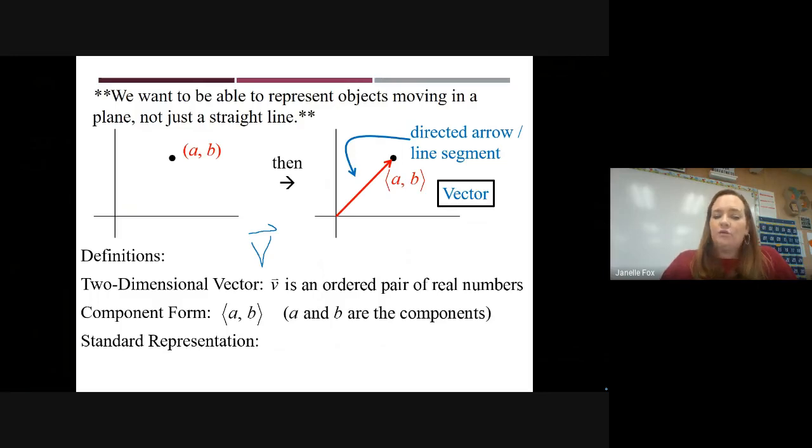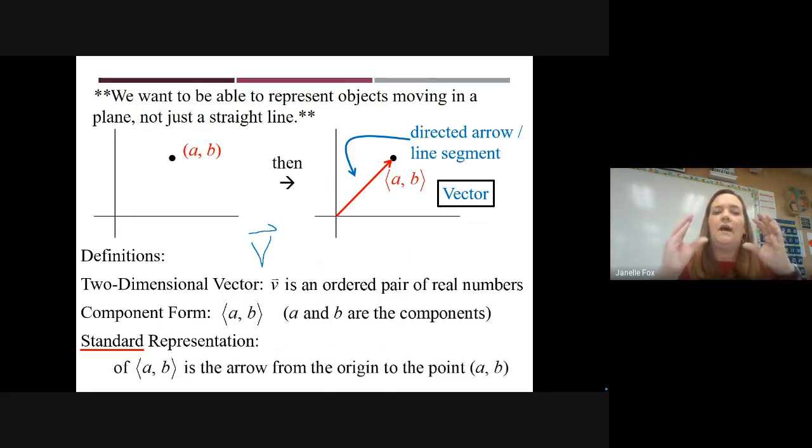We also have standard representation. Typically, okay, so this is called standard representation. We kind of want to remember that. This is when your vector ⟨a, b⟩ is an arrow that starts at the origin and goes to the coordinate (a, b). That's basically what was at the top of the notes, right?